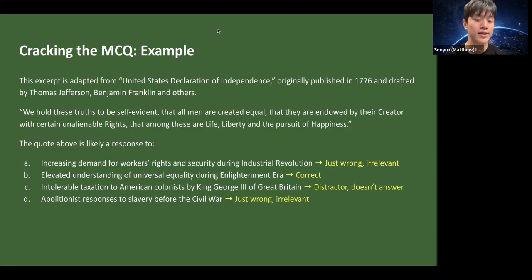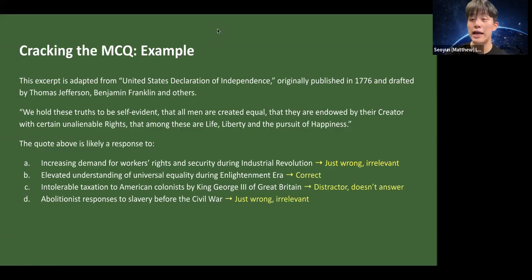Okay, so A, increasing demand for workers' rights and security during the Industrial Revolution. Okay, that's irrelevant, right? We're talking about the American Revolution, not the Industrial Revolution. But one thing is that they are facts, right? This is true, there was an increasing demand for rights and security during the Industrial Revolution, but they're just wrong in terms of relevance. This is what I mentioned previously about how all answer choices factually make sense, but they're just irrelevant to the given context.